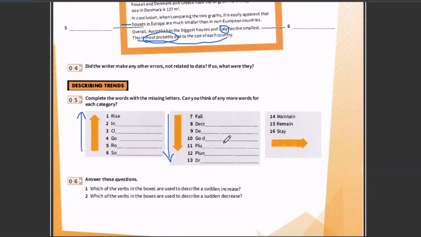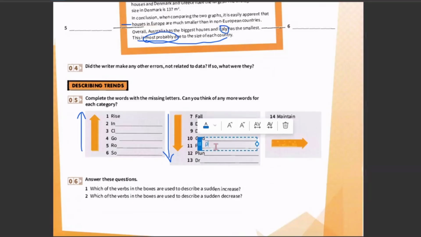The first one is fall. Number eight, it starts with DECR. Decrease. Decrease, very good. Number 9 starts with DE. Decline. Very good. Number 10. Go down. Very good. Go down. Number 11 is plummet. It is plummet. Plummet. Okay, yes, I didn't know this word too.